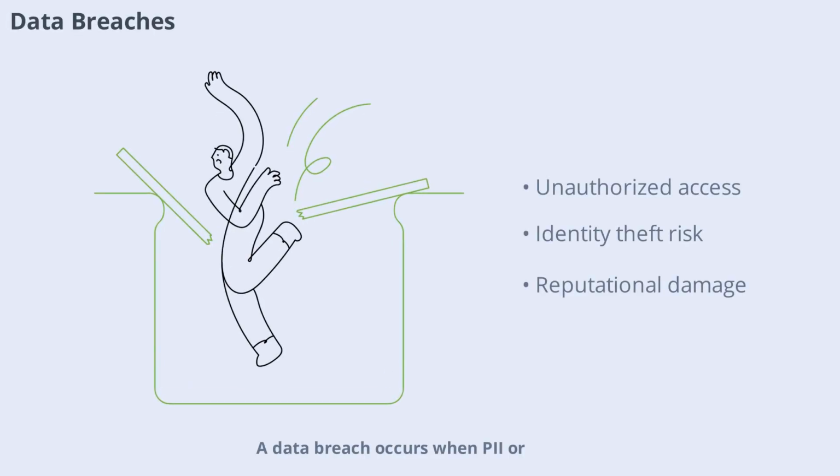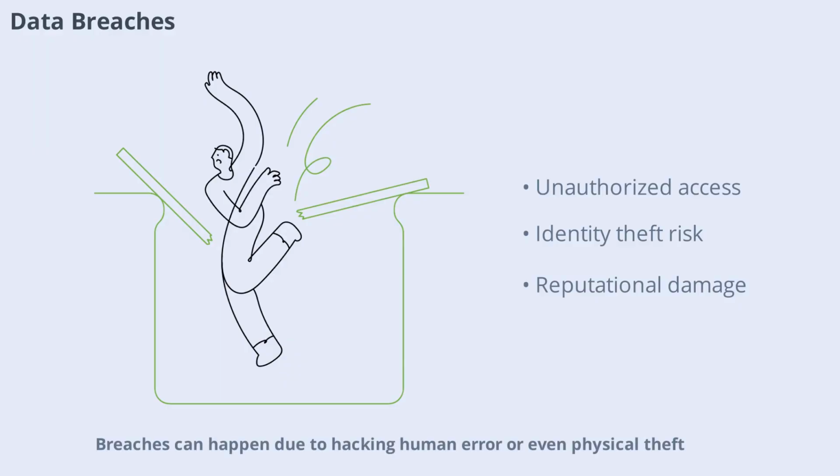A data breach occurs when PII or sensitive data is accessed or disclosed without authorization. Breaches can happen due to hacking, human error, or even physical theft. The consequences can be severe, including identity theft, financial loss, and reputational damage. Organizations must have plans in place to respond quickly to breaches.